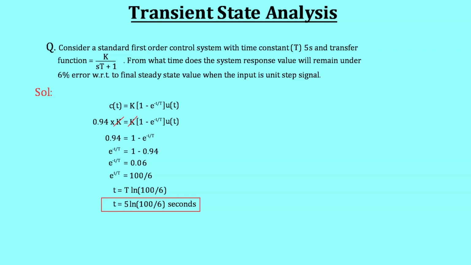6% error simply means that the response value would have reached 94% of its final steady state value, and that value we have already applied in the equation. Also, it does not matter whether there is a constant k or not, as you can see clearly that eventually it gets cancelled out. The answer will come out to be 5 natural logarithm of 100 divided by 6 seconds.